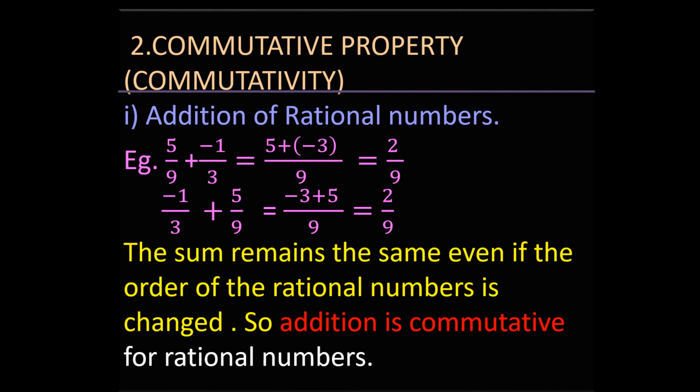Comparing the answers in both the cases, we get the same answer, 2 by 9. That means whether we keep 5 by 9 first or second, the answer for the addition remains the same. You may try with different rational numbers of your choice. What do you see? The sum remains the same even if the order of the rational numbers is changed. So, addition is commutative for rational numbers.